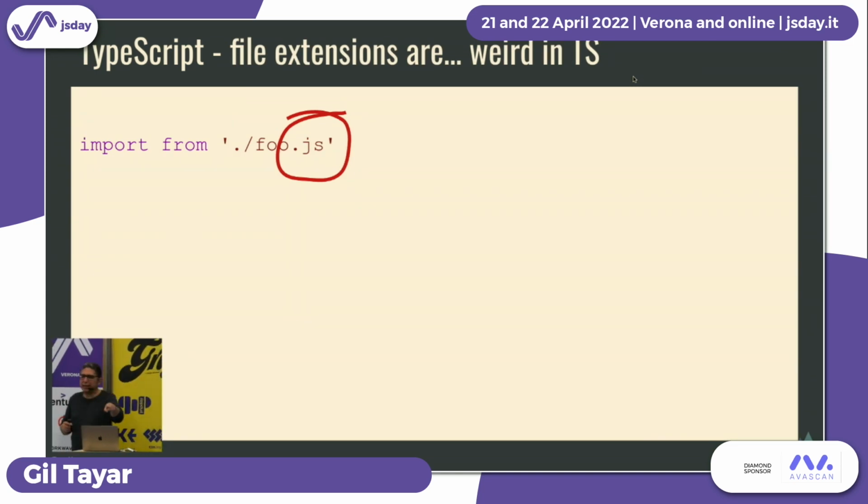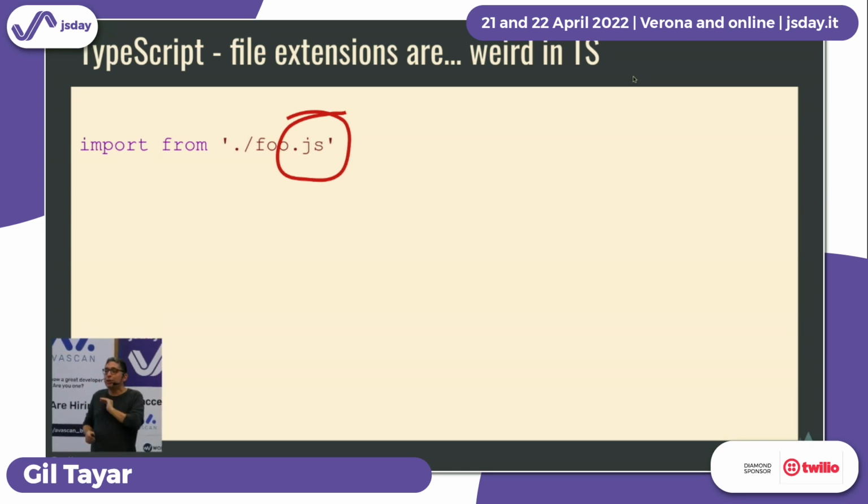And the weird thing is that when you're importing, you're not importing from .ts, you're importing from .js. I do not really understand why they did that. I think I understand that, but that's what it is.